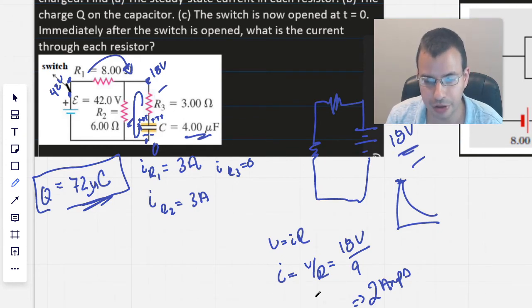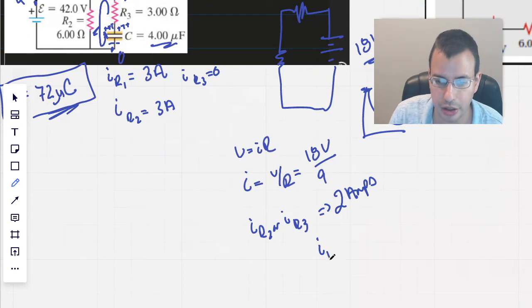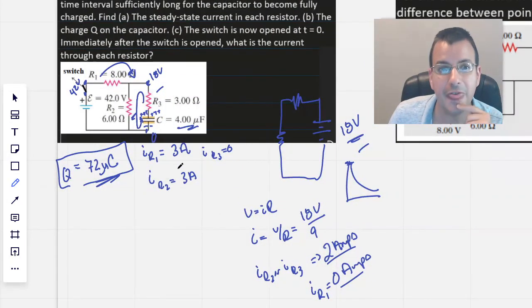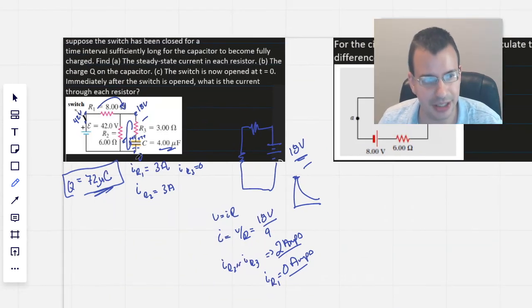So this will be IR2 or IR3, though IR1, since it's effectively isolated, will be 0 amps. So that is how I would approach this problem. Not too bad, but it tests some pretty good fundamental ideas.